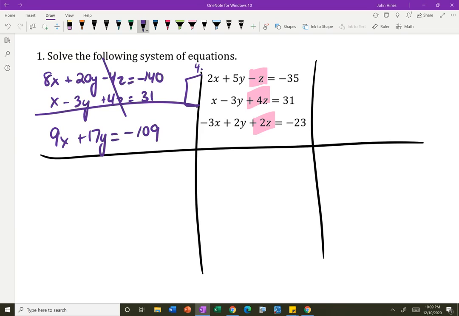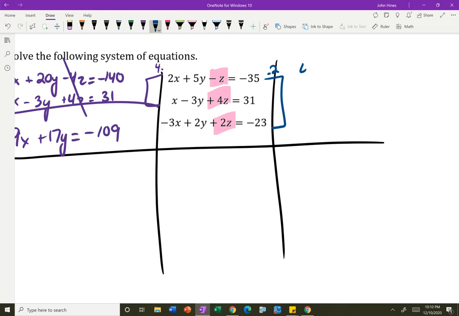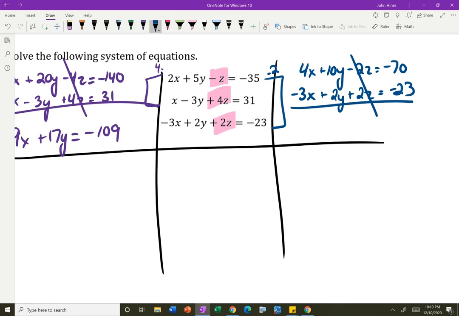Okay, so now I have to eliminate that same variable again. I'm going to pick top and bottom and do a times 2 to the top there. So 4x plus 10y minus 2z equals negative 70. We didn't touch this one here. Can't touch this. I get that. All right. Now I've got to combine like terms and add them together. x plus 12y equals negative 93.